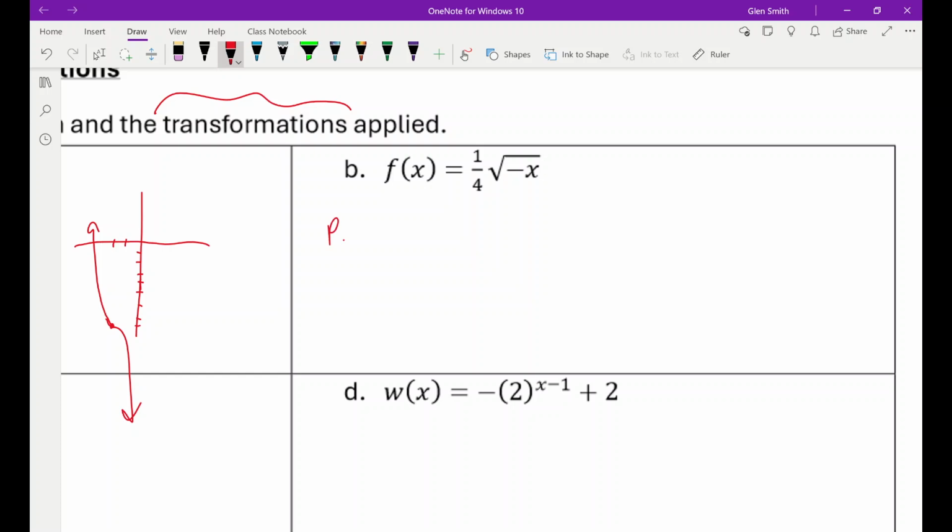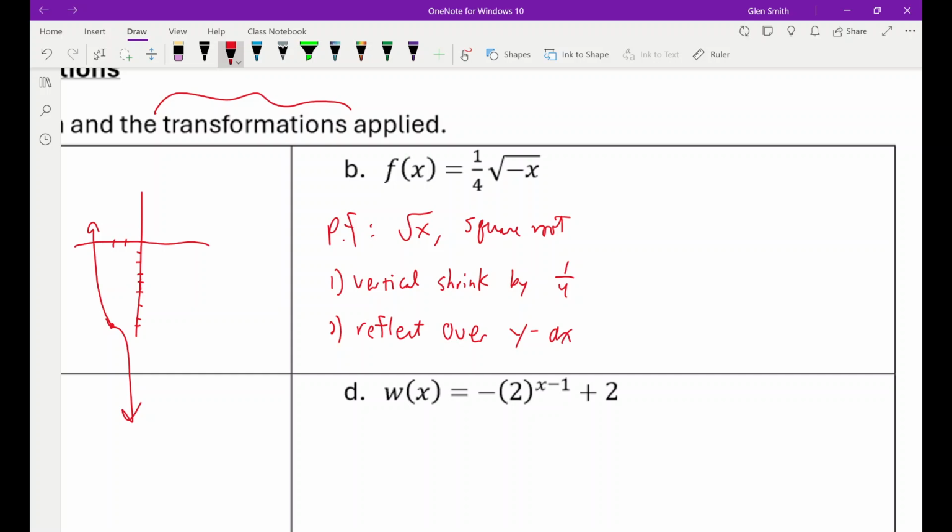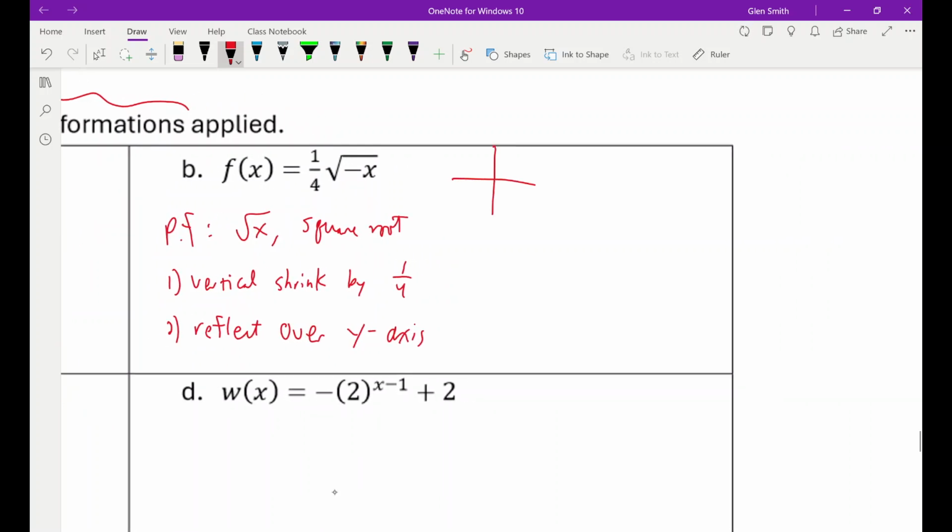Over here, the parent function is square root of x, which we can name as square root. And this is going to have a vertical compression, or you can just call it a shrink if you want, by 1/4. And the negative on the inside, so it's not the same as putting a negative out here, it's on the inside, that's going to reflect left and right over the y-axis. So root x looks like this. So if we reflect that over the y-axis, it's going to go this way. But the 1/4 kind of crushes it some, so it's going to come out smaller like this.